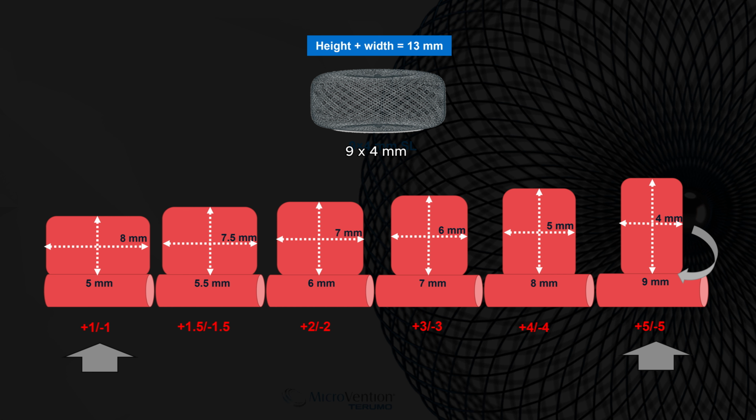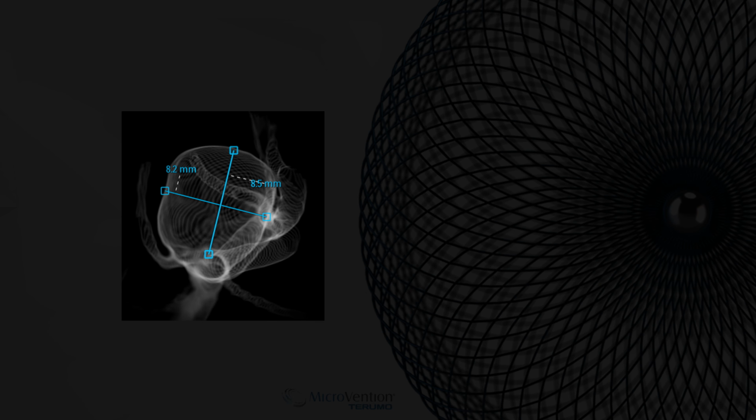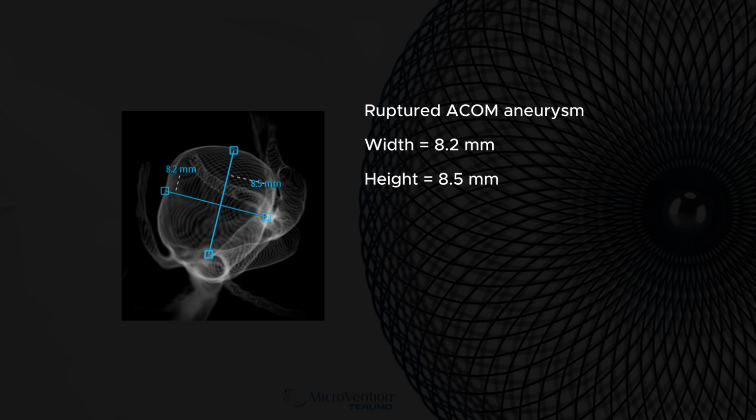Since we are sizing a 3D device based on 2D measurements only, the actual volume of the WEB device doesn't precisely match all potentially treatable aneurysm sizes. However, clinical experience shows this approximation remains sufficiently accurate to achieve good treatment outcomes. Take a look at this ACOM aneurysm, measuring 8.2 mm in width and 8.5 mm in height, with a near-perfect cylindrical shape, making it an excellent candidate for WEB embolisation.